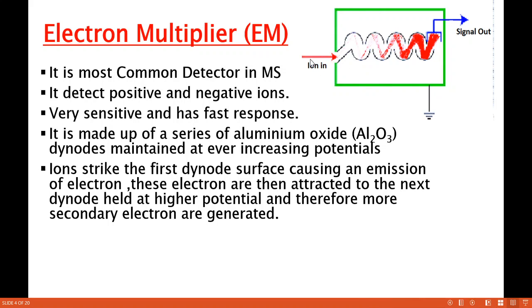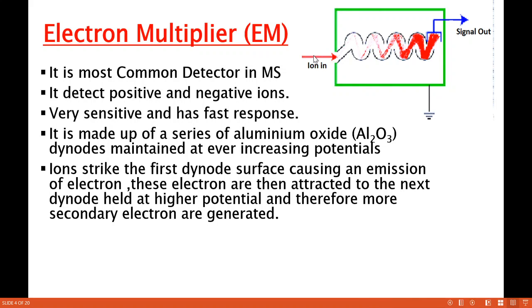The ions enter from this side. The ions strike the first dynode, causing an emission of electrons. These electrons are then attracted to the next dynode. This dynode has higher potential than the first one. So these electrons are attracted to the next dynode which has higher potential. Therefore, more secondary electrons are generated.